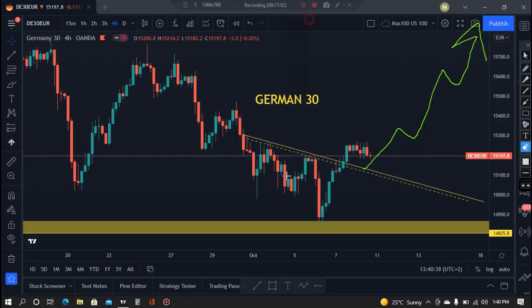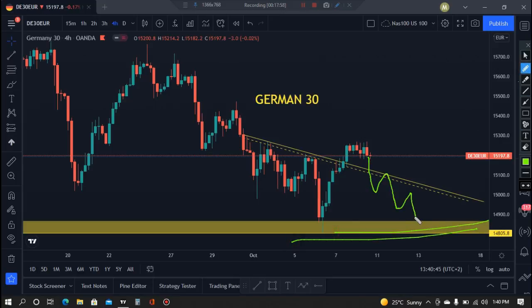But still, maybe the opposite might happen, and we might see the market pushing lower again, maybe respecting this support area, maybe coming back and consolidating. You should be aware of that. I hope you understand, guys. So let's go to the last one.